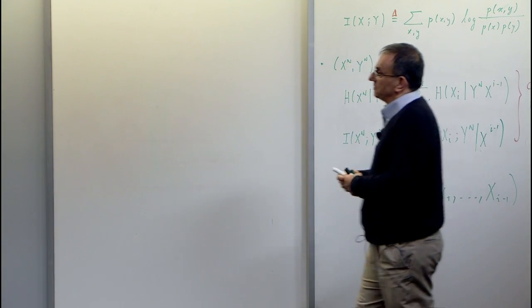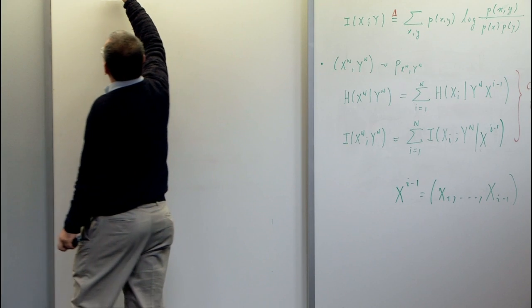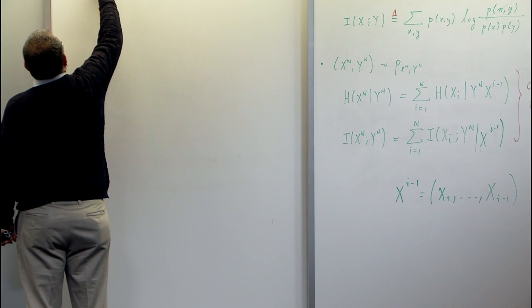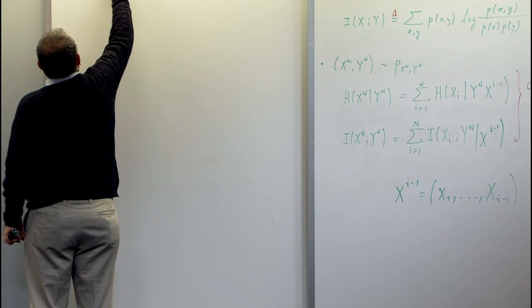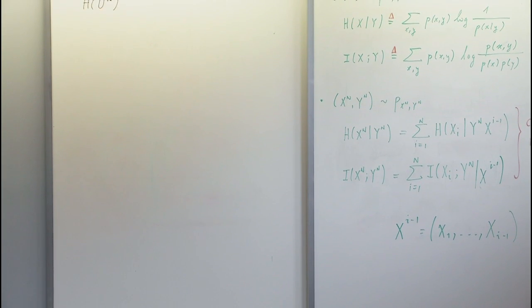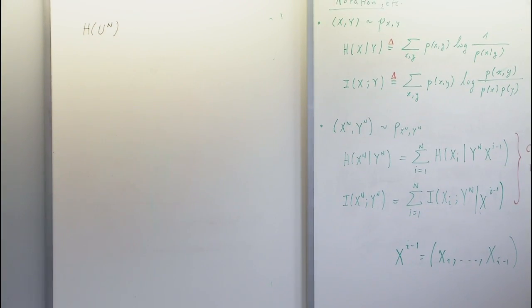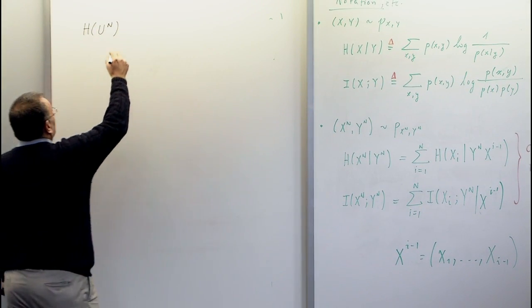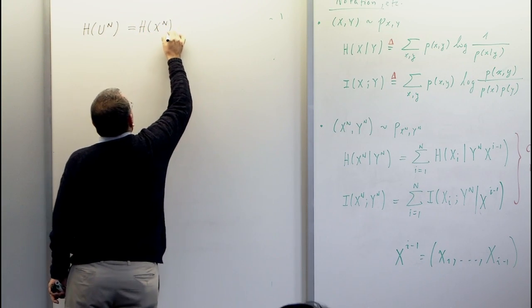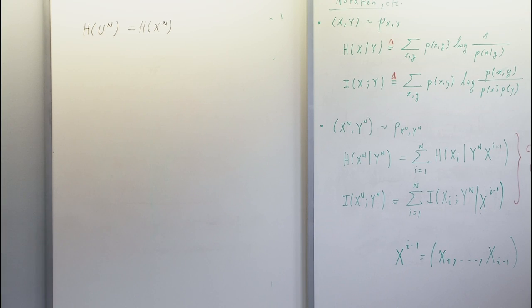Okay, so let's do some further analysis on this. So we have H, the entropy in this vector U, because we have a one-to-one transformation, is the same as the entropy in X, because the transformation is one-to-one.